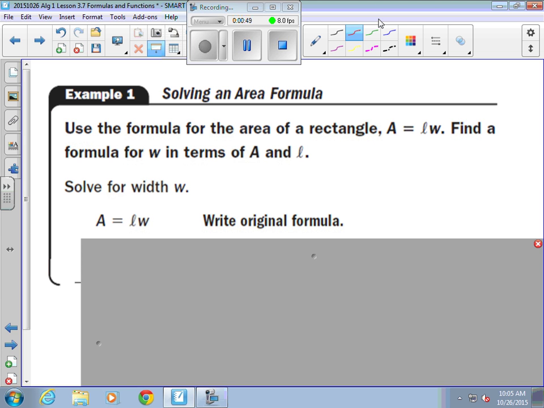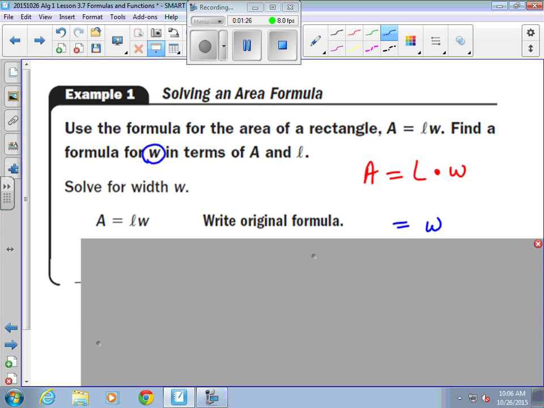First one is solving an area formula. Area is equal to length times width. Find a formula for W in terms of A and L. So remember, we undo operations. We don't undo numbers. We don't undo variables. We undo operations. This formula, A is equal to L times W. If we want to get W by itself, it says find a formula for W. That means you want to get W all by itself.